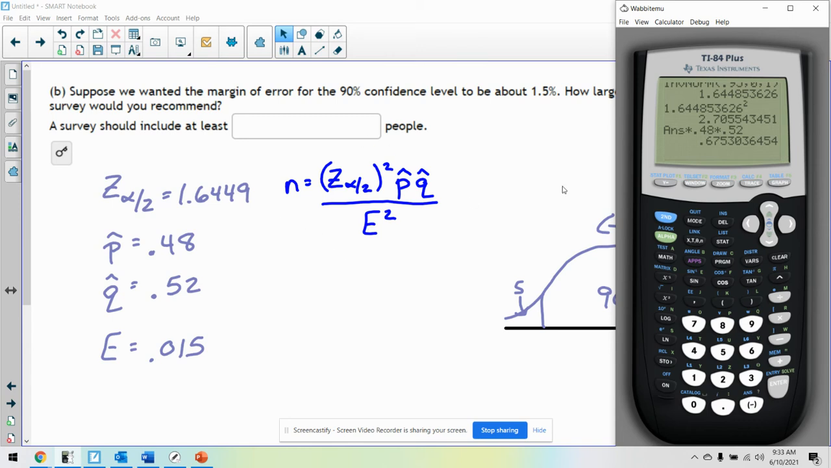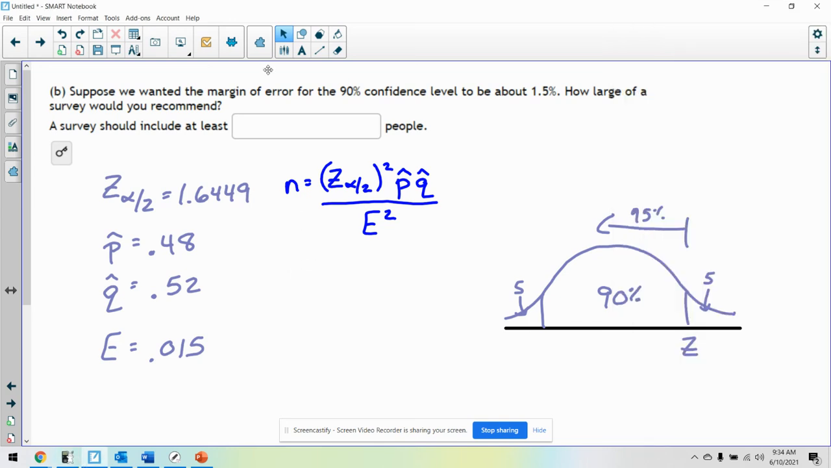Now, I'll just ignore that for right now. I'm going to take the margin of error on the bottom and square that. So I'll do 0.015 squared. So that's my denominator. Don't worry about that scientific notation. Just go up, grab your numerator, divided by, go up, grab your denominator. So we get 3001.3.